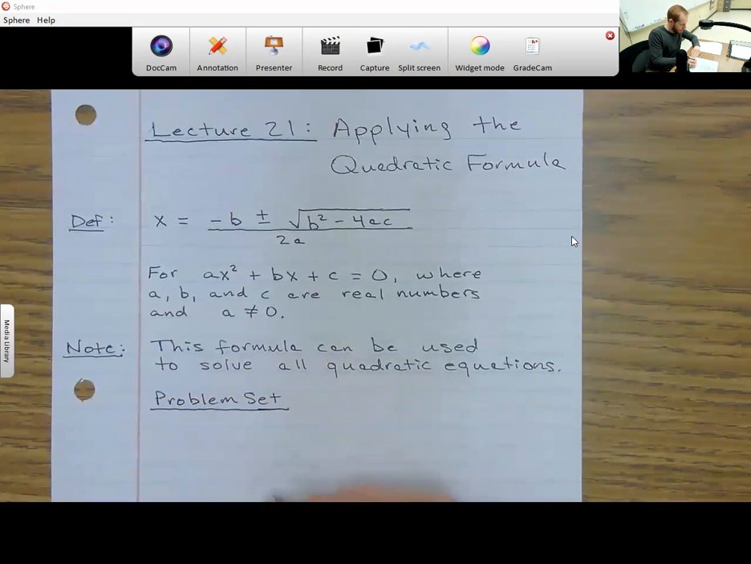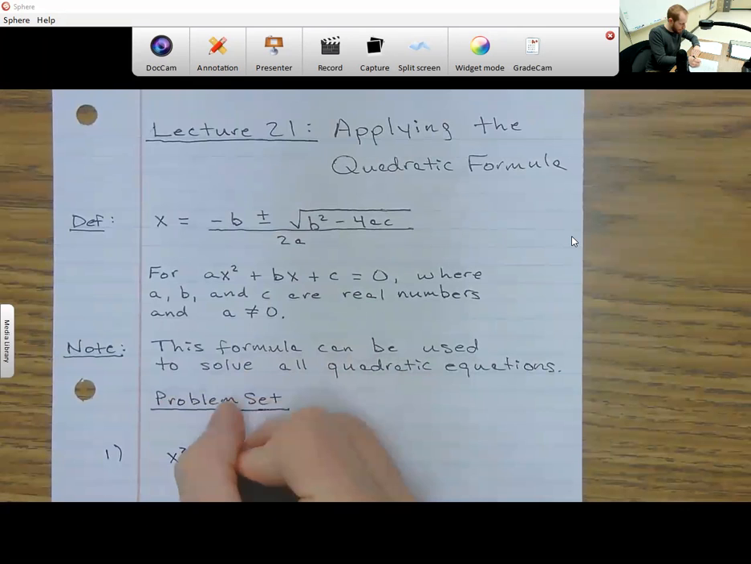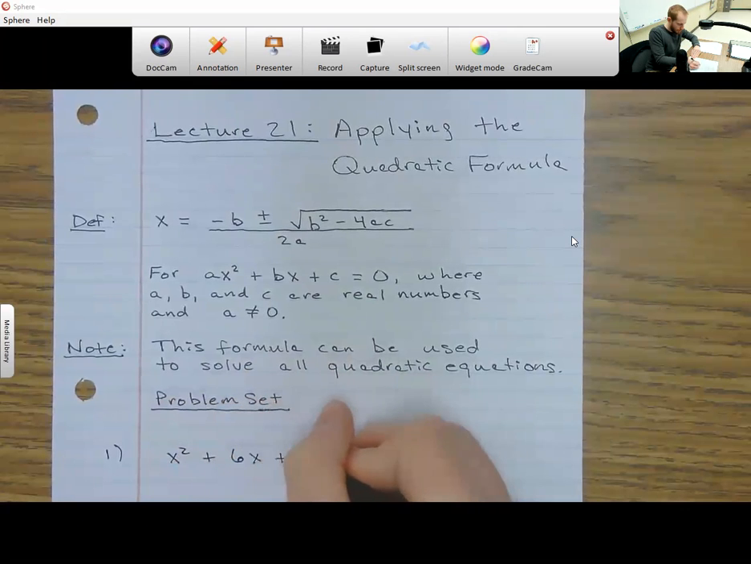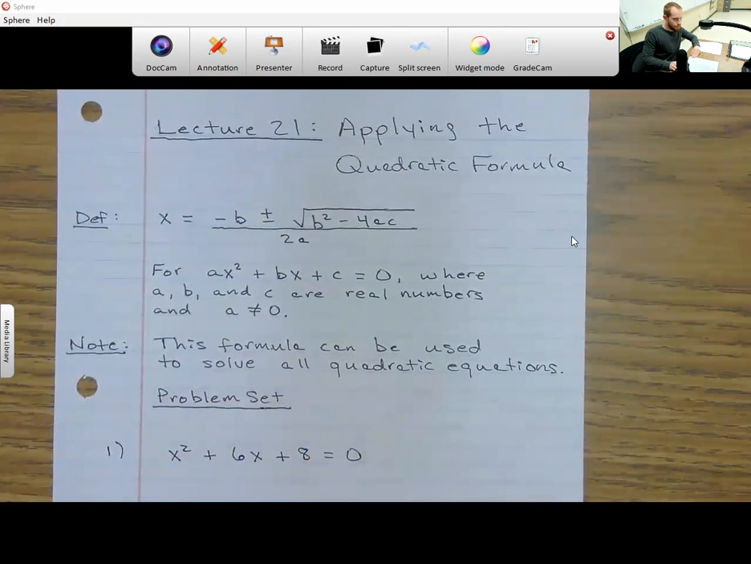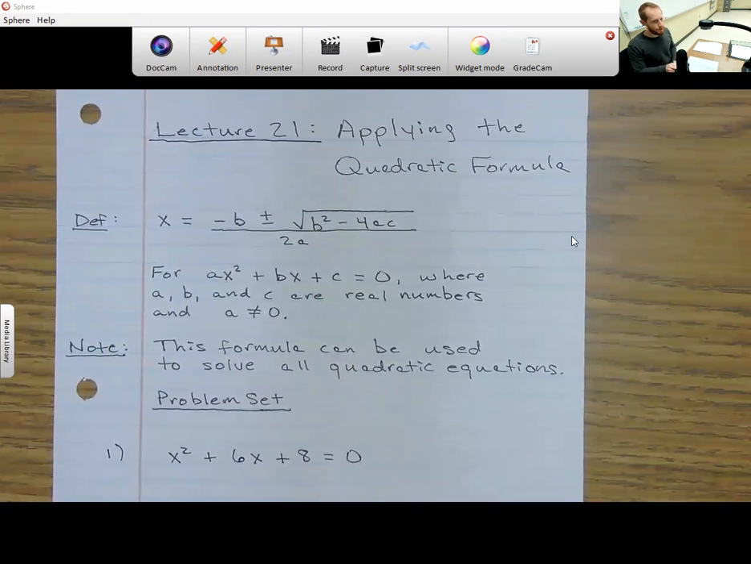Okay. Let's look at number 1. So for number 1, I have x squared plus 6x plus 8 equals 0. Okay, so I've got x squared. So I know the highest exponent is 2, which means it is a quadratic equation. That means I can use the quadratic formula up there.